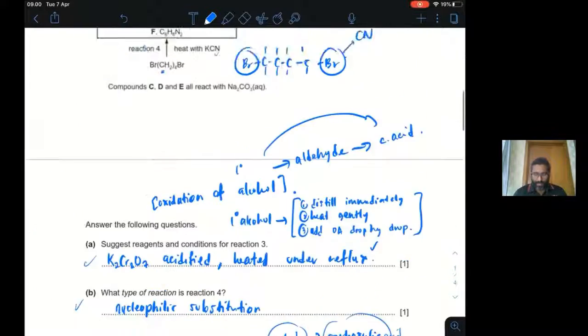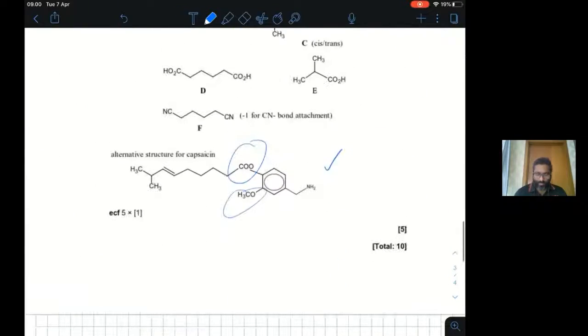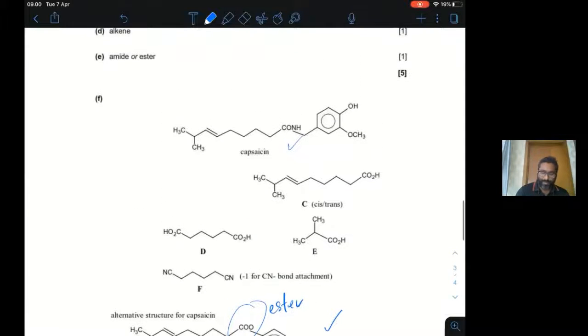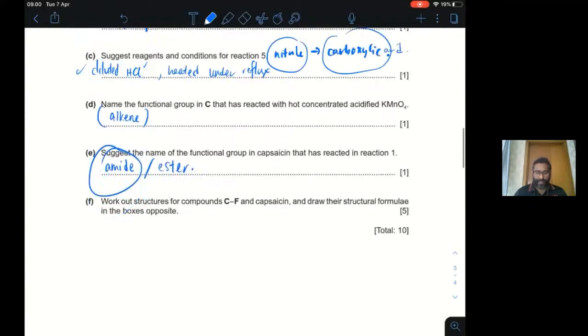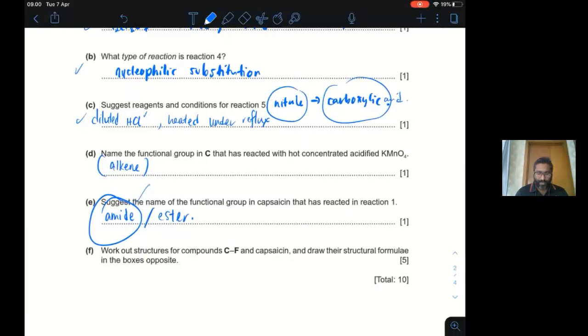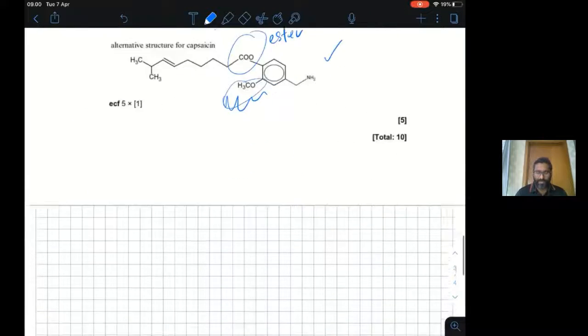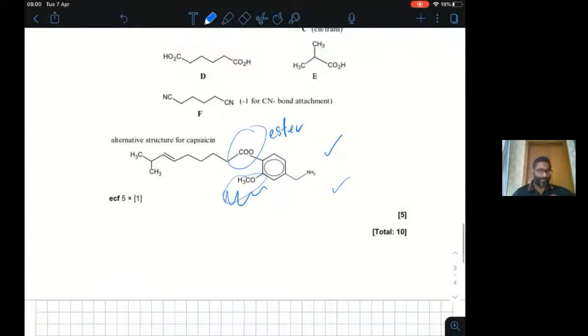So you can either choose to give this one, no issue. This one is if you are selecting ester, and this one is if you're selecting amide. I'm selecting it as amide, but if your answer is ester, then your answer should be this one. Is there any question? It's already 9. No.